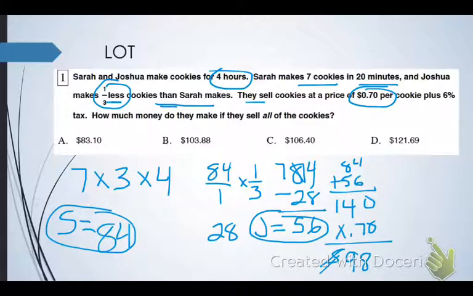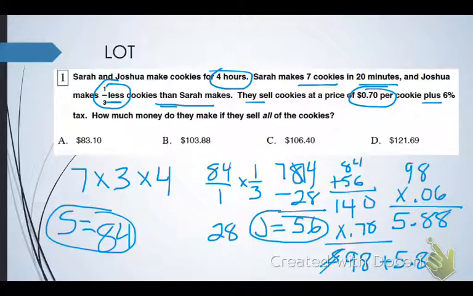Then it says that they have a 6% tax. So now I need to find what is 6% of $98, and to figure that out, I can do 98 times 0.06, or times 6 over 100. And when I multiply that, I get 5.88. And it does say plus tax, so I am going to add 98 plus 5.88 to give me a total of $103.88.